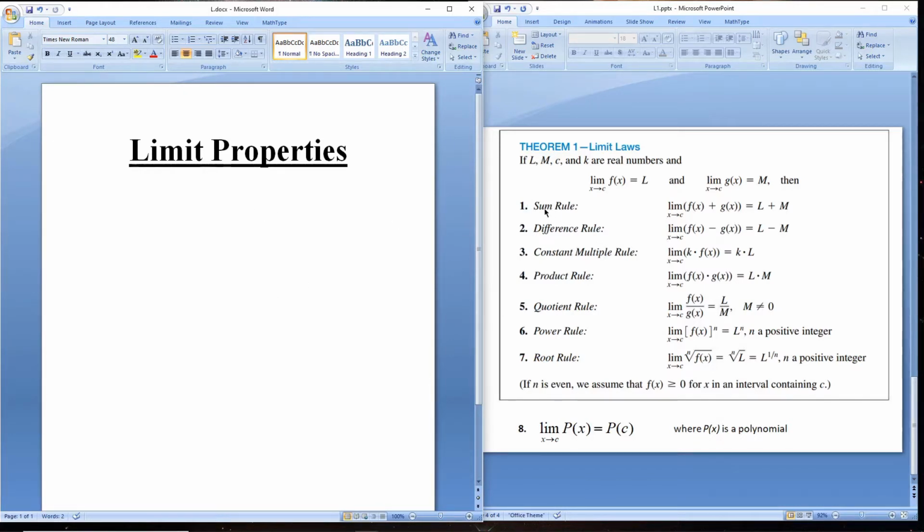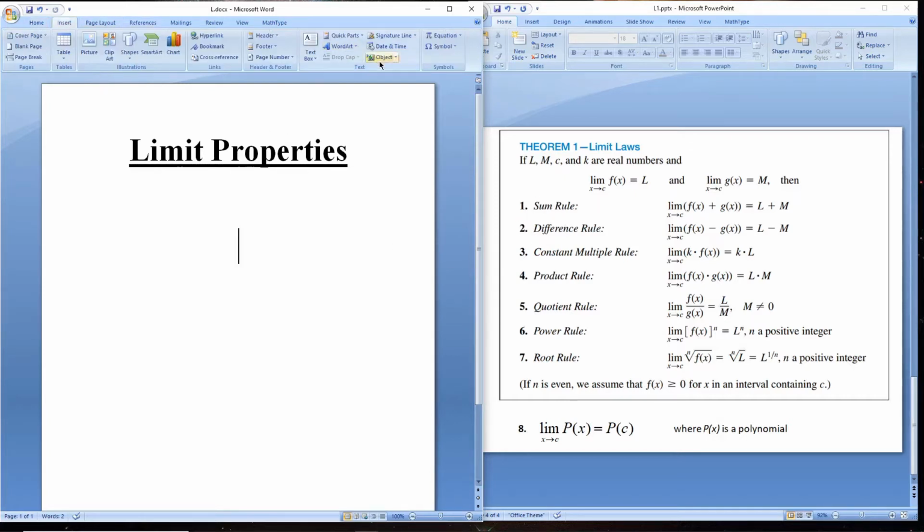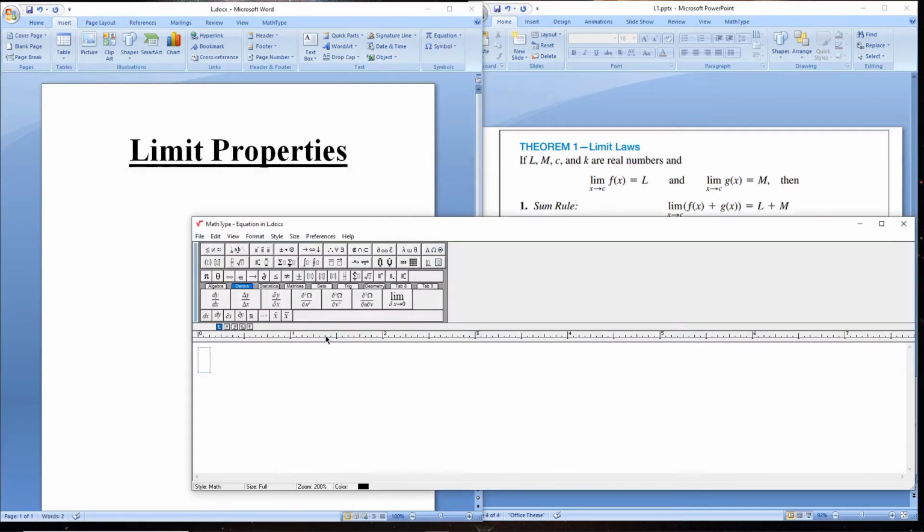So let's check out number 1 and 2 here. And in general, what these two statements are saying is that the limit distributes. So this is something you're already familiar with, distribution. So if we have two functions being added or subtracted, and if we decide to take the limit of this, to any number, then the limit distributes.